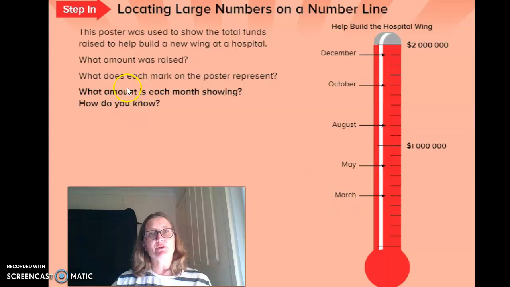So now we need to work out how much each month is showing. Well, we already worked out March, didn't we? Because it's the halfway point. It was 500,000. So write that in. How many more jumps have we got to get to May? 500,000, 600,000, 700,000, 800,000. So I'm popping in 800,000 here.